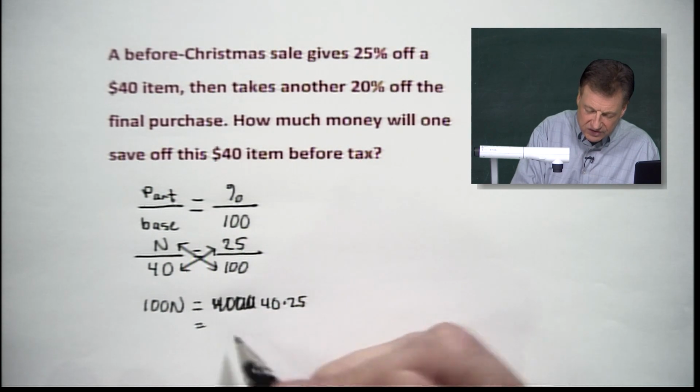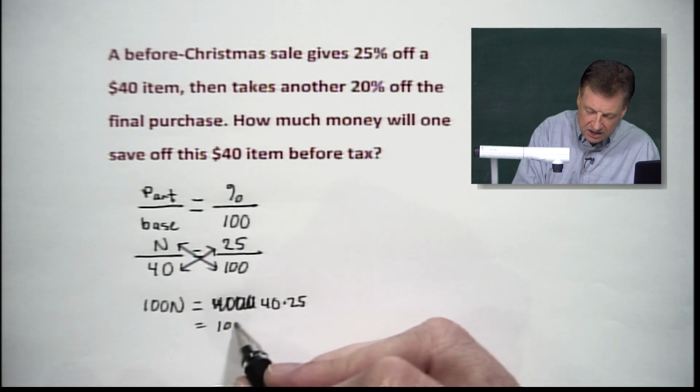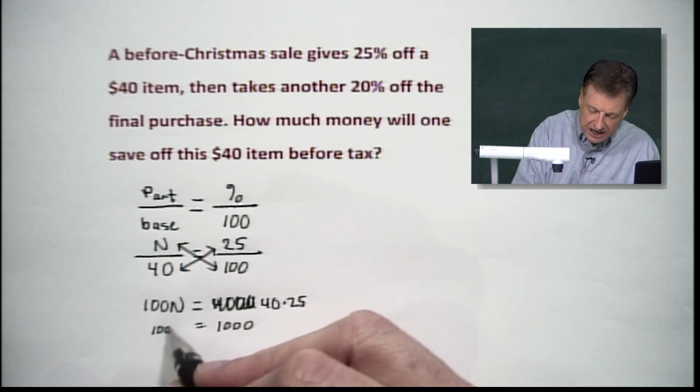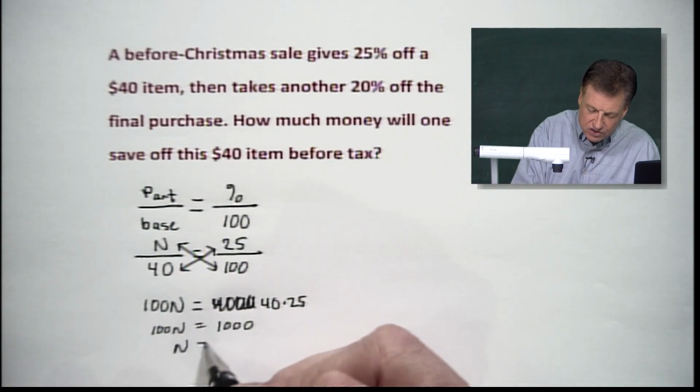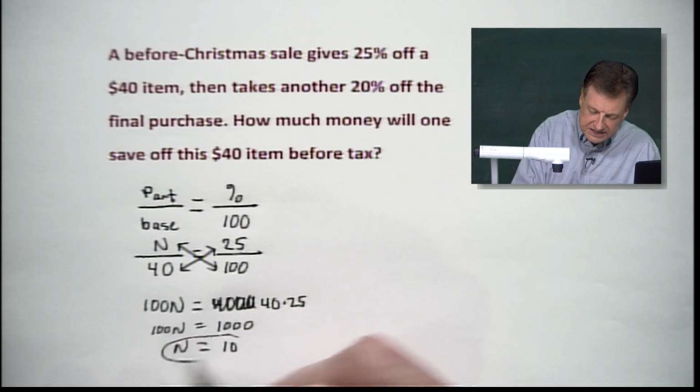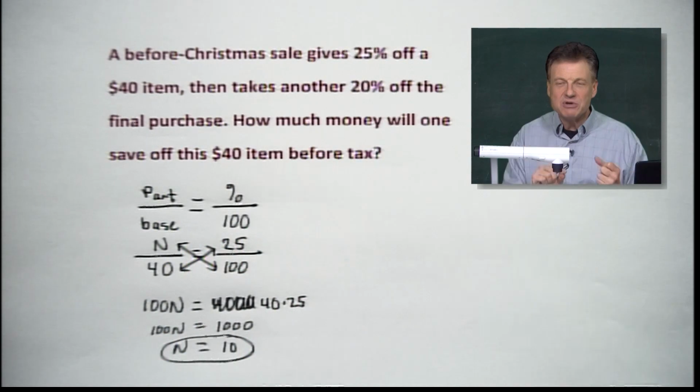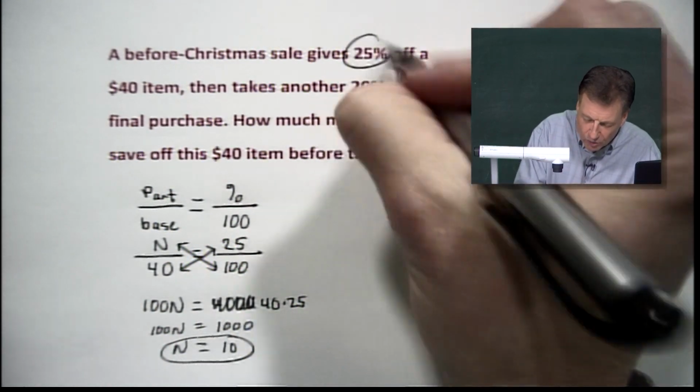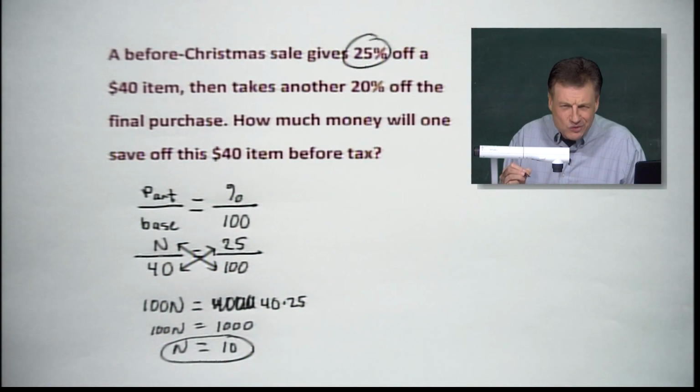Oh, this is sweet. This is going to give us, I believe, 1,000. And we got 100 n. And our n value should equal 10. What does that 10 represent? That's how much money you just saved by what? 25% off. By the way, it wasn't $25, was it?